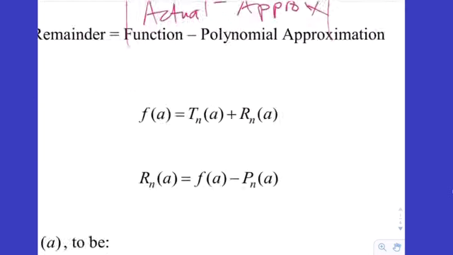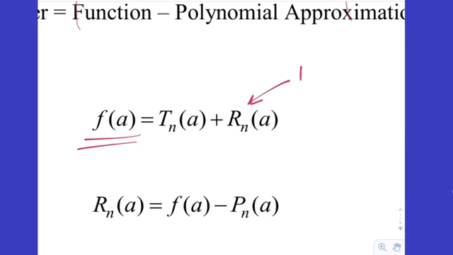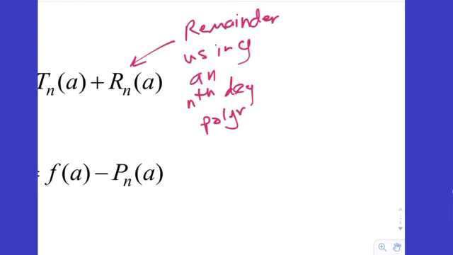All right, so when we write it mathematically, we say then the true function value at a is the polynomial approximation using an nth degree polynomial, that's what T sub n is, plus the remainder, which is R sub n. So that's what we call this. This is the remainder using an nth degree polynomial. So we're back to polynomials now instead of series.